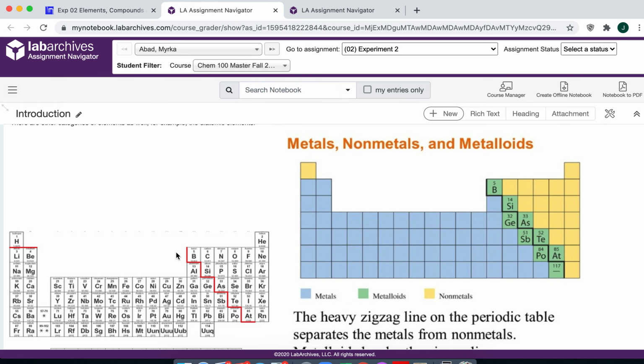For elements, if you look at this periodic table, you're going to see all the blue boxes located to the left of the zigzag line. All the blue boxes are considered metal elements. All the yellow boxes are considered non-metal elements, and most of them are located to the right of the zigzag line, except hydrogen, which is a non-metal and is located to the left of the periodic table. And all the green boxes are considered metalloids. Metalloids look like both metals and non-metals.